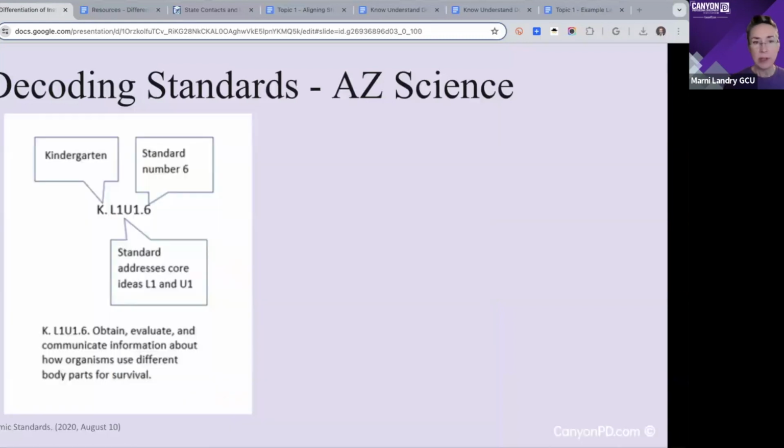More specifically, when you get into the science standards, they have a letter and numbering system very similar to the other ones that we have seen. Here we have K, which just stands for the grade, so it could be K, 1, 2, 3, etc. L stands for life science. 1 is the core idea that was on the previous slide, and U1 is the core idea of how to use science. And again, number 6 just means that it's number 6, but it doesn't mean that it's necessarily taught before or after number 5.